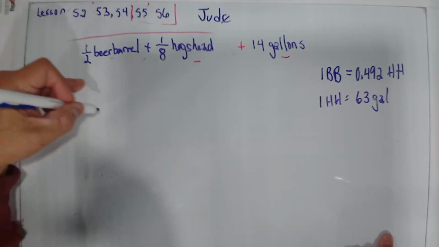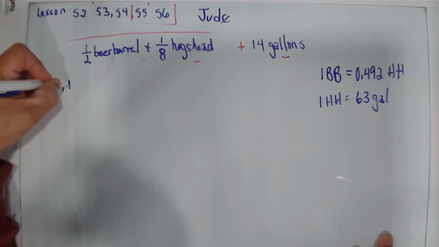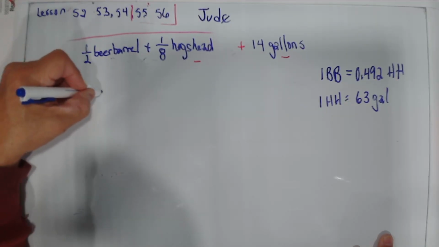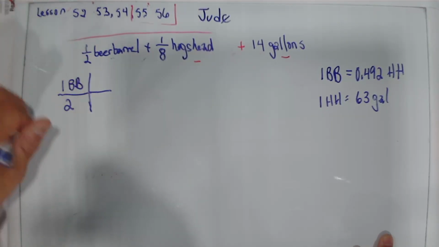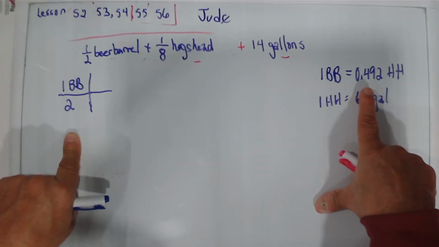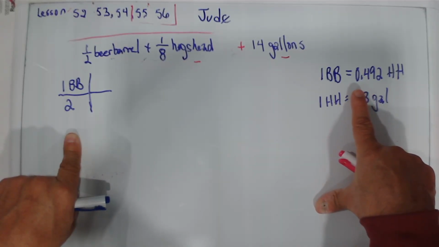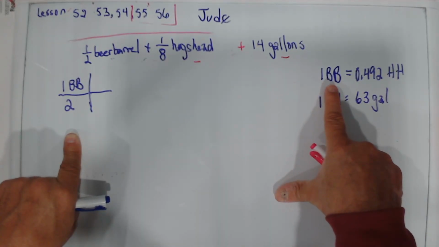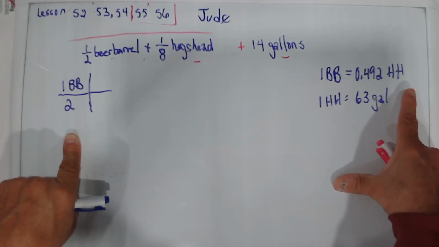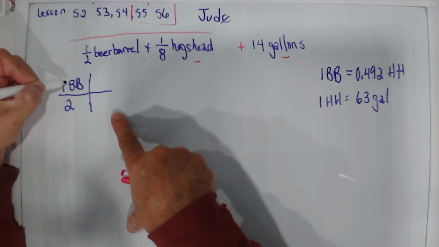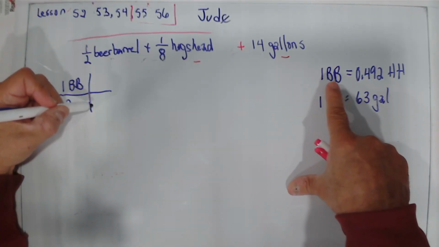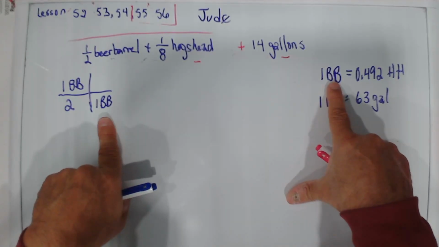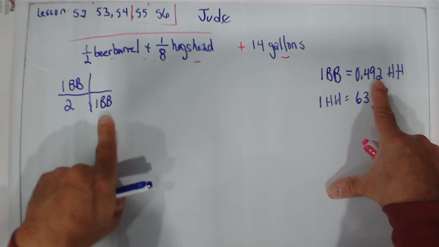So if I have half a beer barrel, that's how we would write that, half a beer barrel. And we want you to look at our conversions here. One beer barrel is 0.492 hogshead. So we want to cancel out beer barrel and end up with hogshead. So I got beer barrel on the top, I need beer barrel on the bottom. So I'm going to put the beer barrel on the bottom, and you can see I put it right here, and I'm going to put the 0.492 up here.